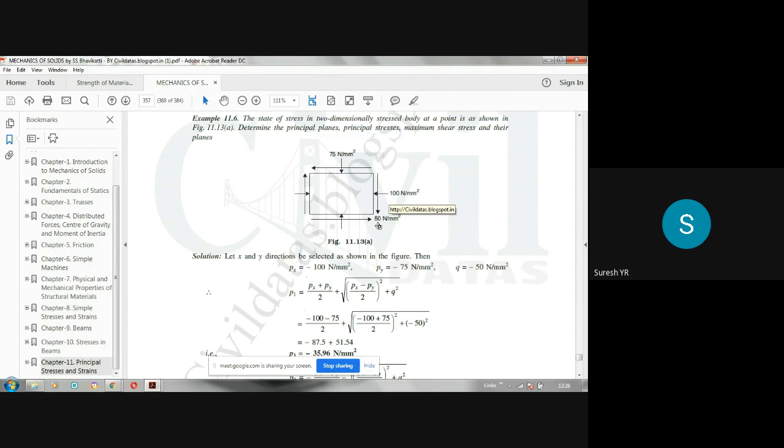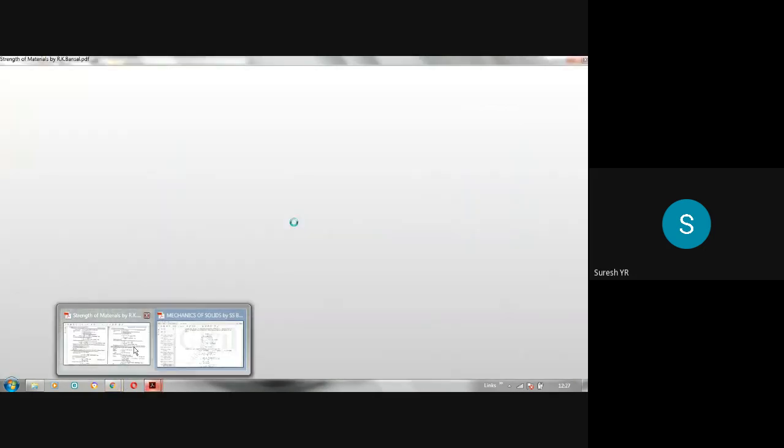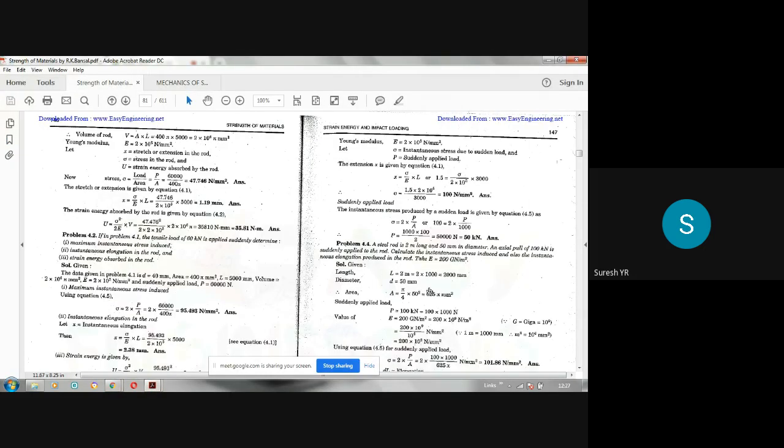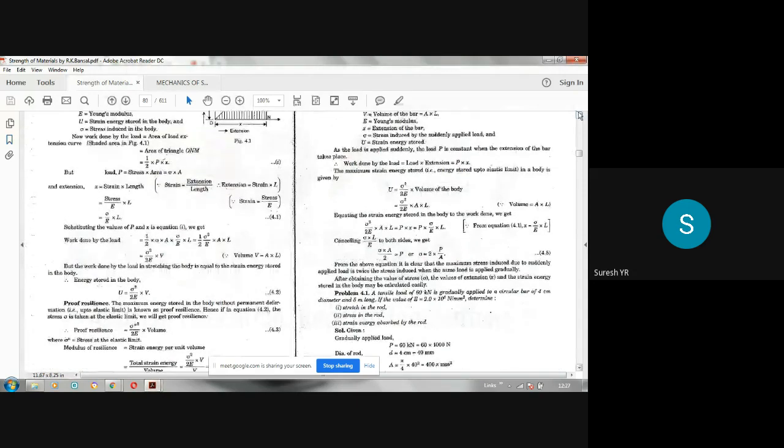So you have to choose the scale. Corresponding scale you can choose 1 centimeter is equal to 25 Newton per mm square. Then this becomes 4 centimeters. This becomes 3 centimeters. This becomes 1 centimeter, 2 centimeters. So the only thing is you have to plot on this side, on the left side of A.